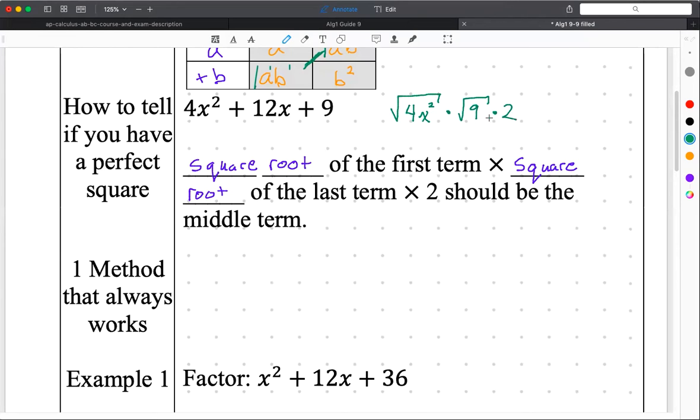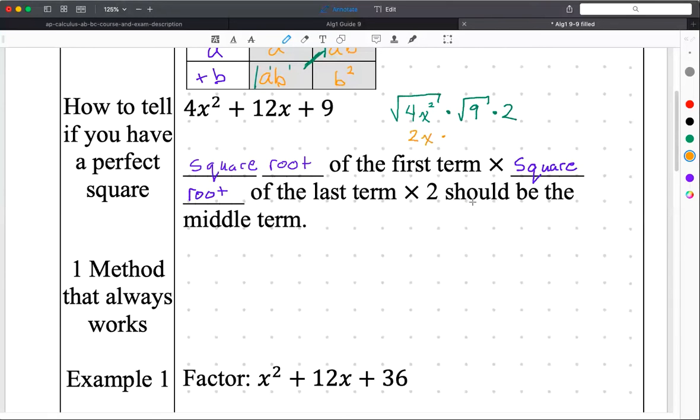And by the way, this is all supposed to be happening in our heads. I'm assuming now you can take the square root of 9 in your head. It might be a little bit harder to take the square root of 4x squared in your head, but I'm hoping that you see that it's 2x. So I say, okay, square root of 4x squared, and I gave the answer away. It's 2x. So I'm taking the square root of 4, which is 2. The square root of x squared is x.